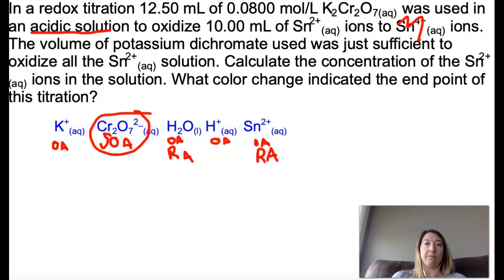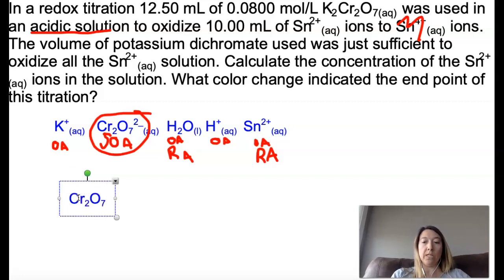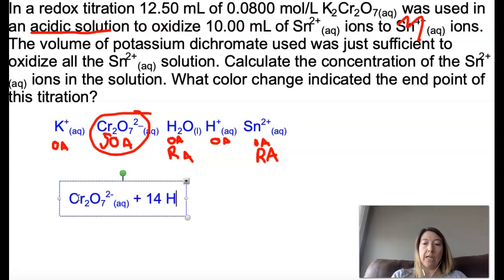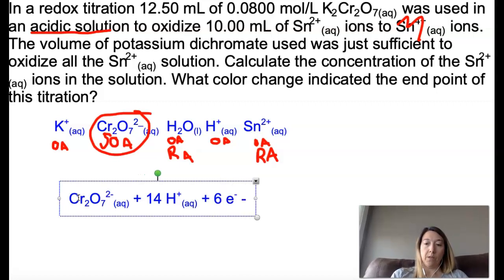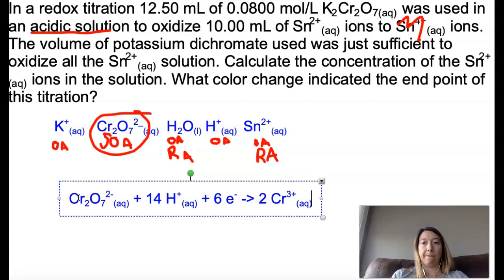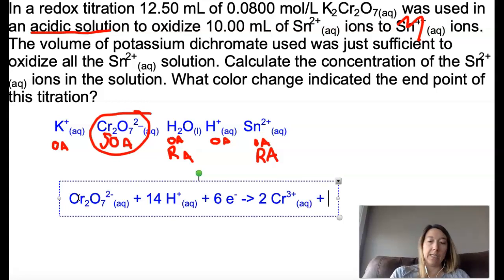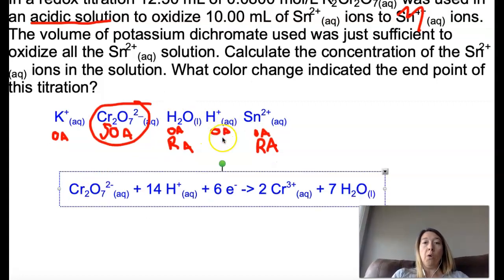So while we have our eyes on that half reaction, we're going to write out what it is. So it was that Cr2O7 2- aqueous plus 14H+ aqueous plus 6 electrons to give us 2 Cr3+ aqueous and let's see, 7 waters. Okay, so there's my SOA.